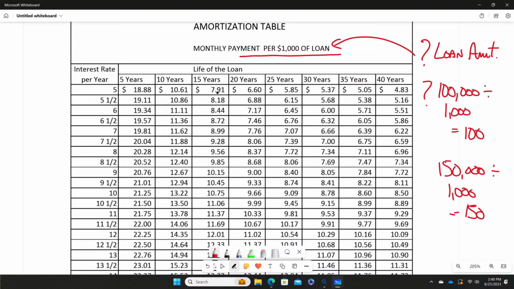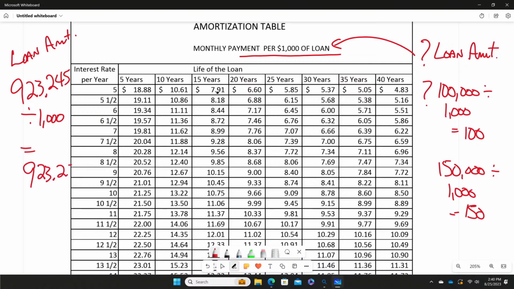If the loan amount is $923,245, you divide it by 1,000, and you'll get, I'll just tell you that real quickly. Well, since we're at 923,245 divided by 1,000 gives you 923.25.